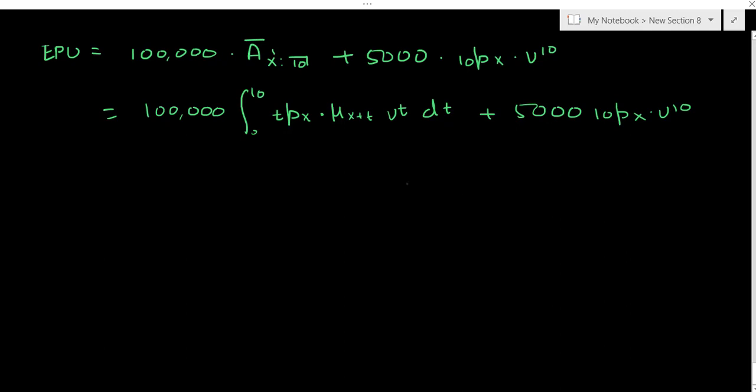Now let's try to evaluate it. This becomes 100,000 into the integral from 0 to 10. tPx would be e to the power of minus mu t, since mu is constant here, and the value of mu is given as 0.03, so this is e to the power of minus 0.03t, into mu x plus t, which is constant again, 0.03, into v to the power of t. v to the power of t I can write as e to the power of minus delta t, where delta is the force of interest.